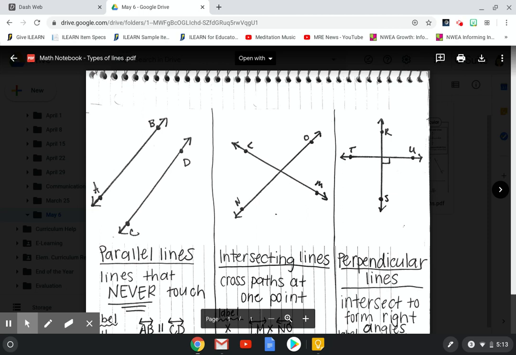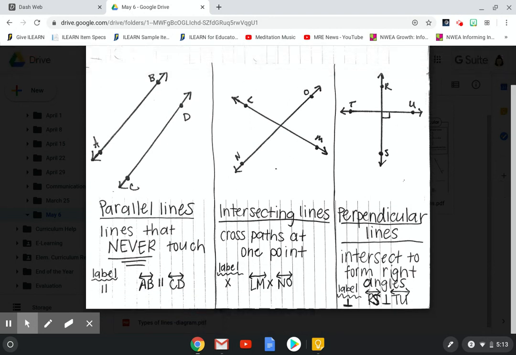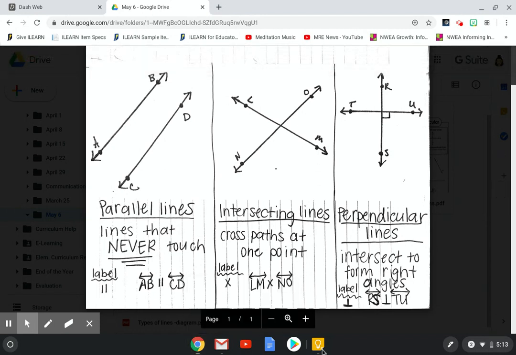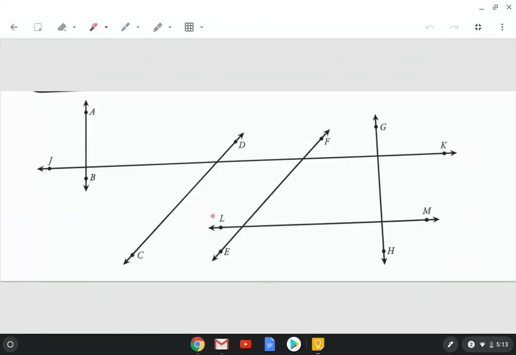All right, guys, for today's lesson, we're going to continue working with the different types of lines that we learned about yesterday. So you should have your math notebook page either in your math notebook or pulled up on your screen to help you throughout today's lesson. So first, I'm going to do some examples with you. So you don't need your book just yet, but you will need your math book later in this lesson.